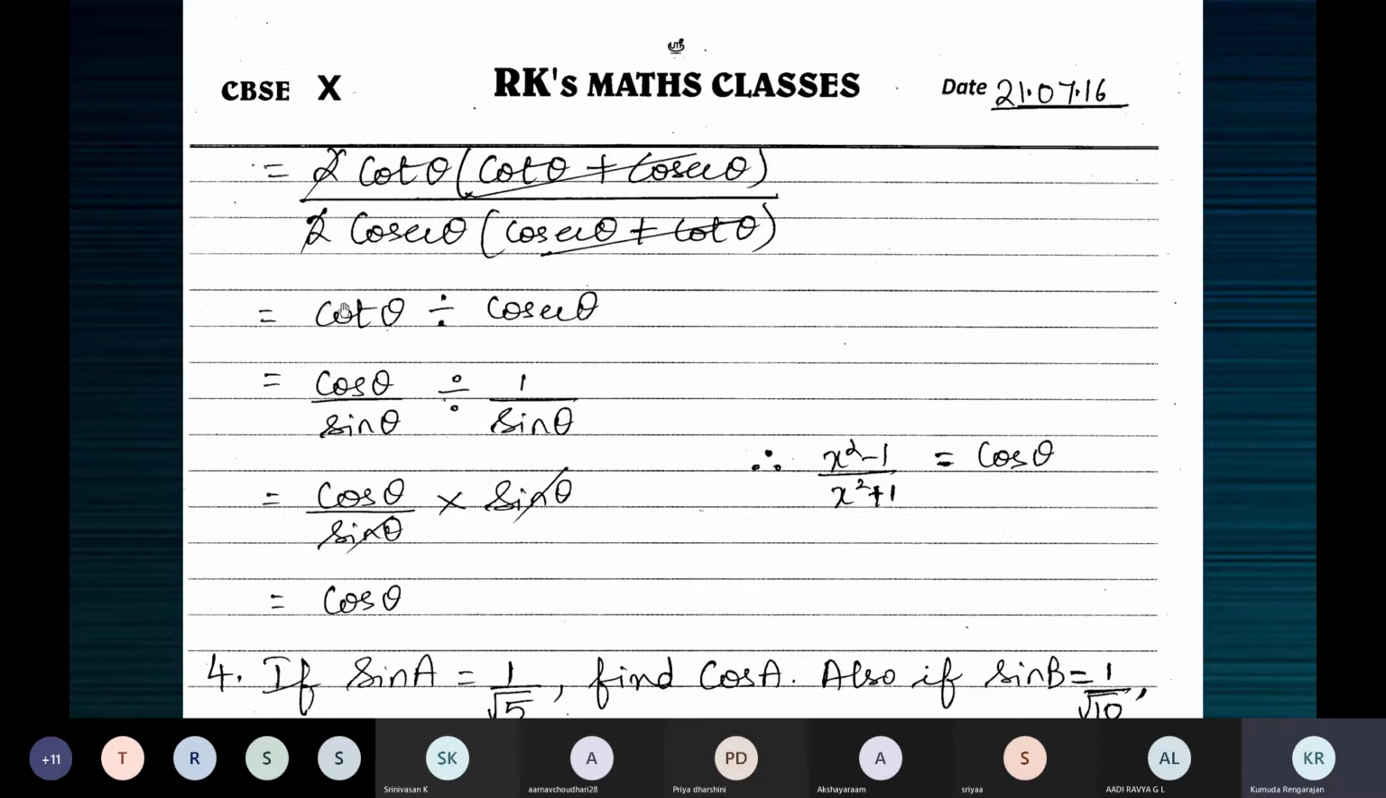Now 2 and 2 get cancelled. Cot theta by cosecant theta, and you can understand these steps. Cot is cos by sine. This is 1 by sine. So it's cancelled. Therefore, x square minus 1 by x square plus 1 is cos theta.